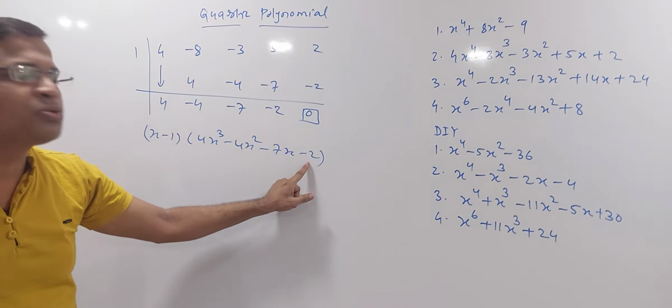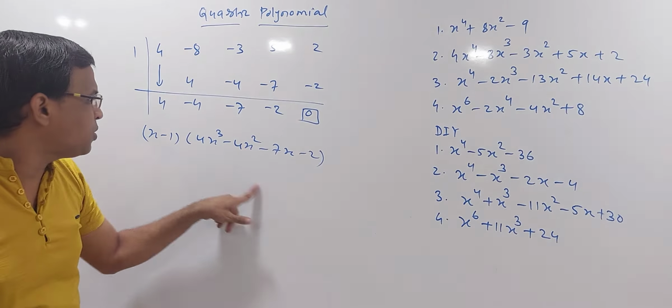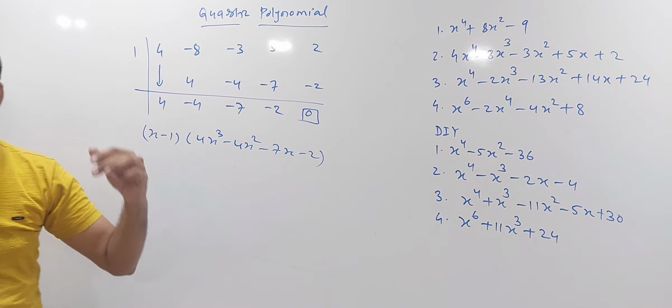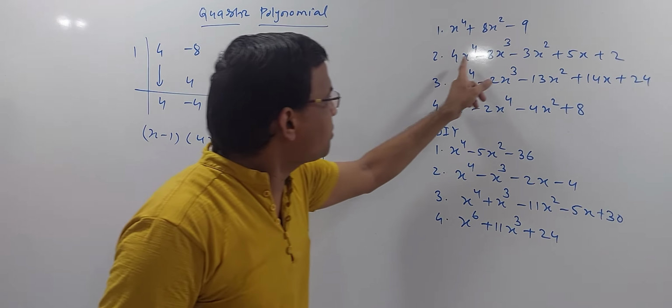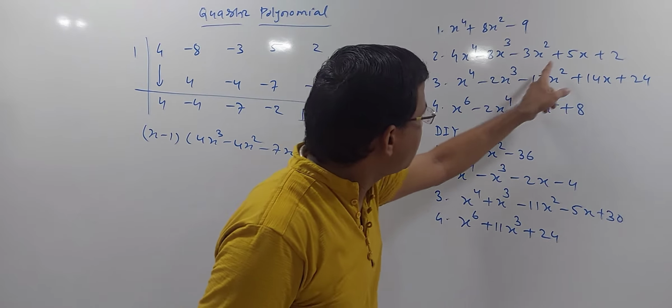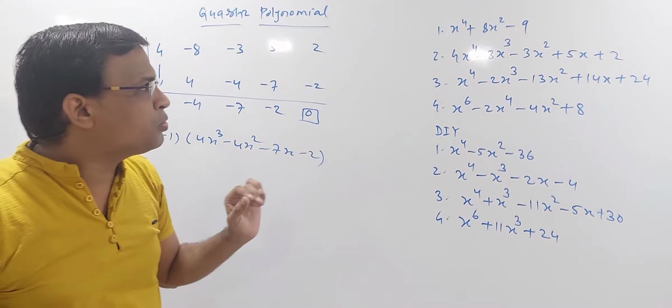Let us check with 2, because 2 is not that big. So let us try with 2. And one more thing, immediately check Descartes' rule of signs. So here plus, minus, minus, plus, plus. So one sign change and one sign change, 2 sign changes. That means I am getting 2 positive roots maximum.